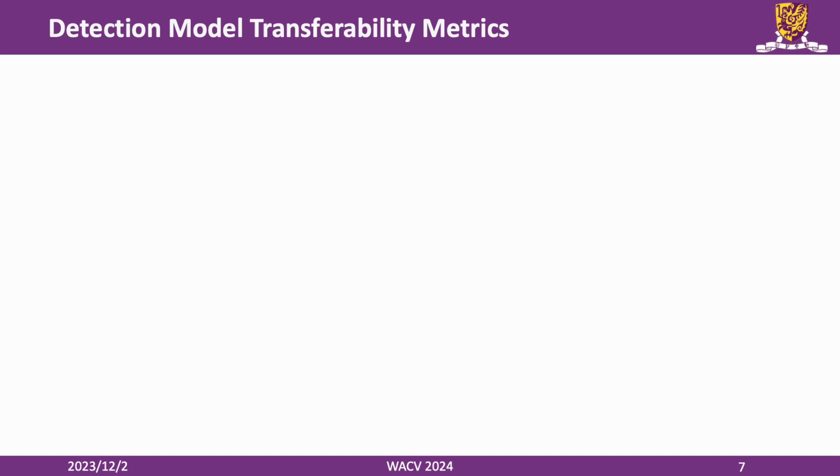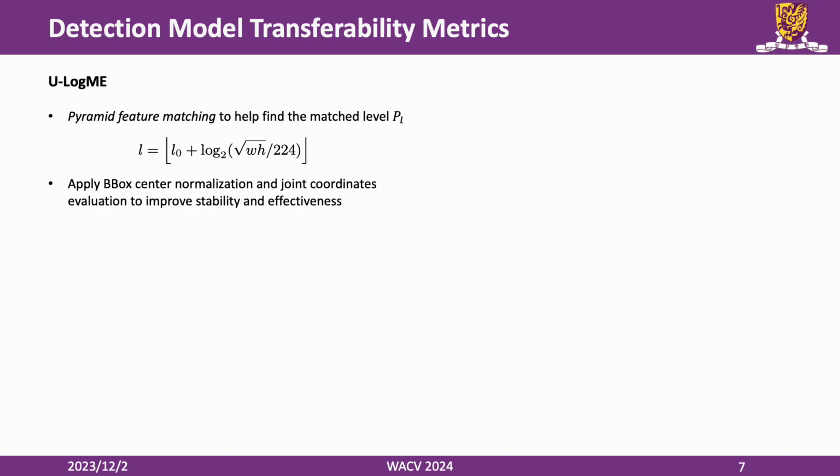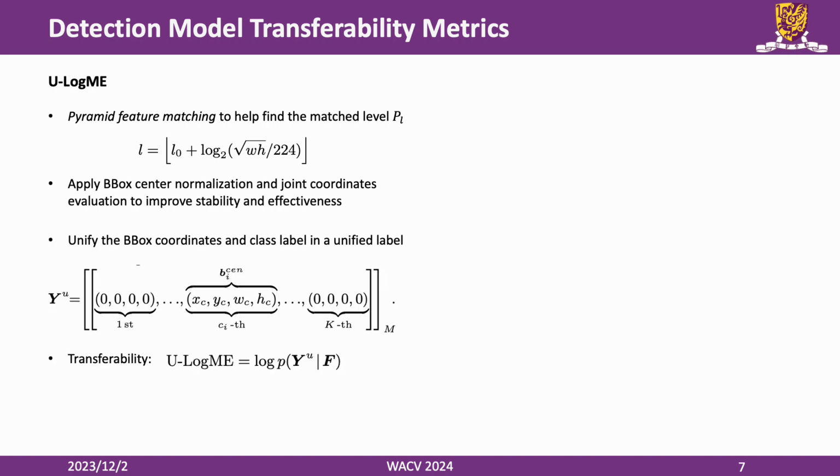However, there are many issues with the basic LogME because, for example, it cannot tackle multi-level features. So we propose pyramid feature matching to help each object find its matched level, and apply bounding box center normalization and joint coordinates evaluation to improve the effectiveness. Then, inspired by the nature of detection, we unify the bounding box coordinates and the class label in a unified label, Y_U, and evaluate the transferability as a new metric named U-LogME, shown here.